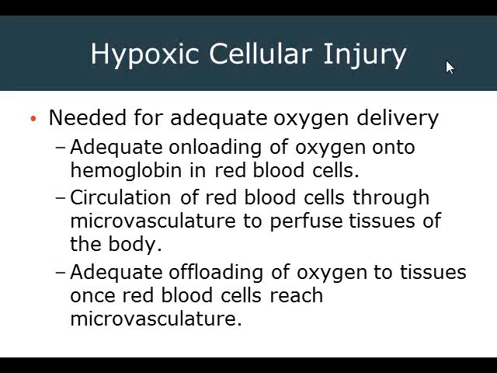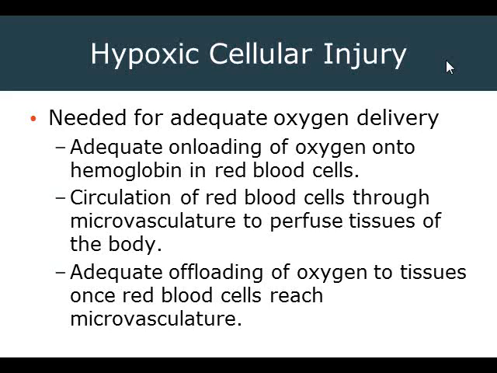You have to have the hemoglobin, which is made out of iron, on the red cells. You have to have red cells. You have to have some plasma in the blood to move the red cells around. And that's just to name a couple of quick potential disruptions there. So in just simply saying adequate onloading of oxygen onto the hemoglobin in the red blood cells, that's not the end-all be-all of it. It goes so much further than that.